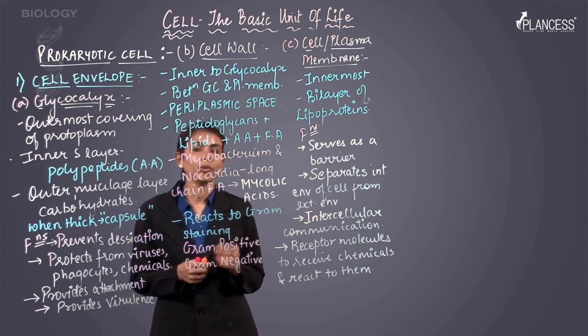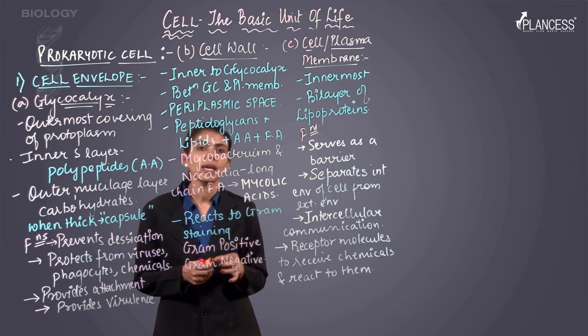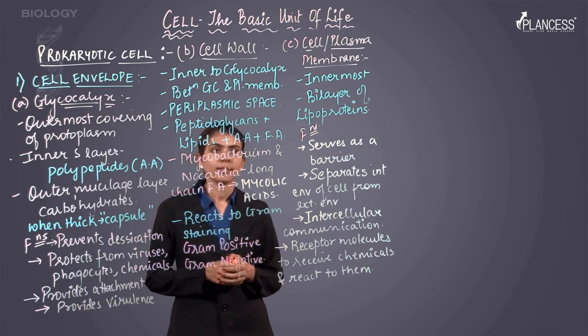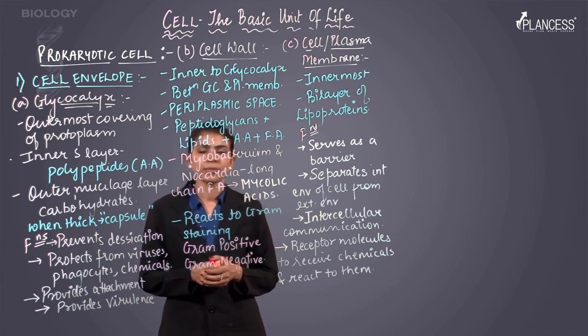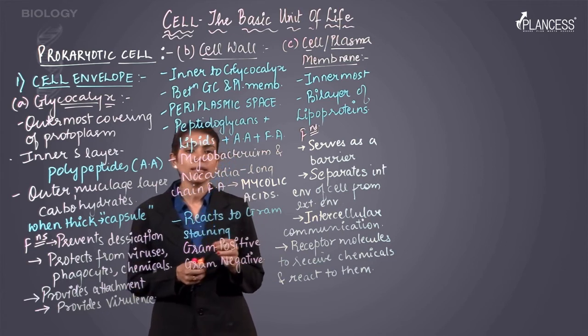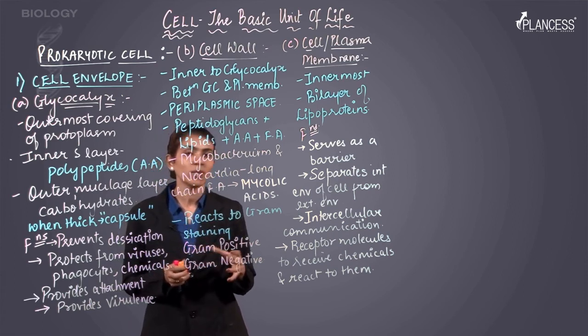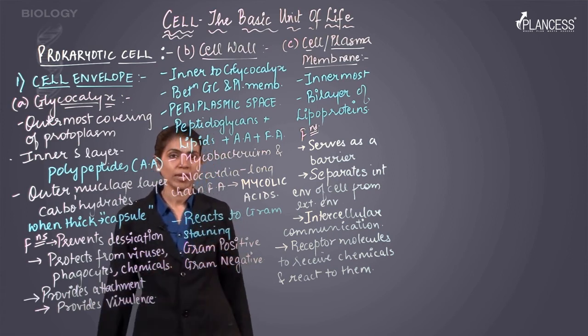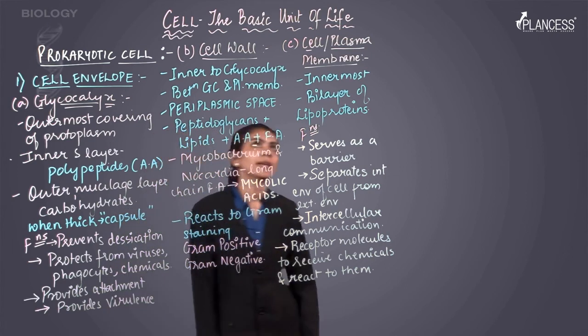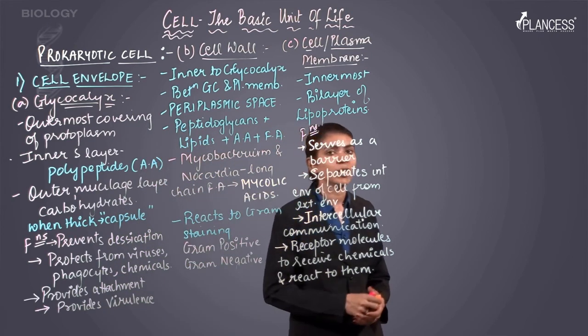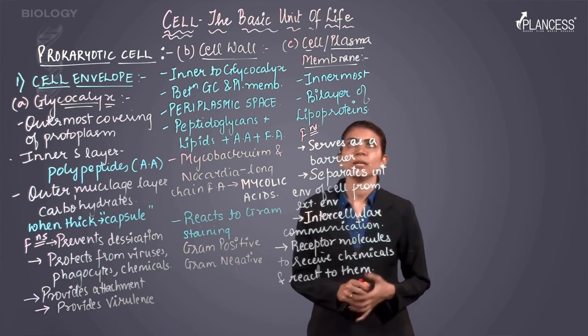The cell wall is made up of peptidoglycans and lipids, amino acids, and fatty acids. In bacteria like Mycobacterium and Nocardia, we have long-chain fatty acids which are called as mycolic acids. These mycolic acids are a component of the cell wall. Now, it is the cell wall which reacts to gram stain and indicates whether it's a gram-positive or a gram-negative bacteria. Next is the cell membrane, the innermost layer of the cell envelope.